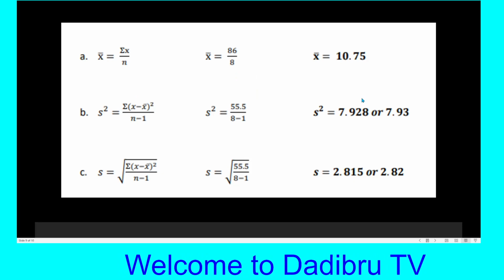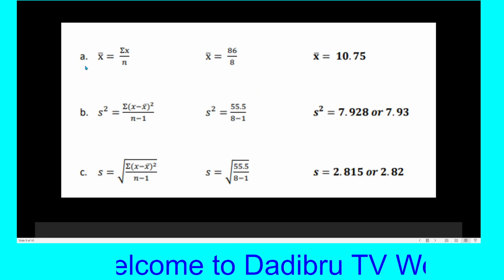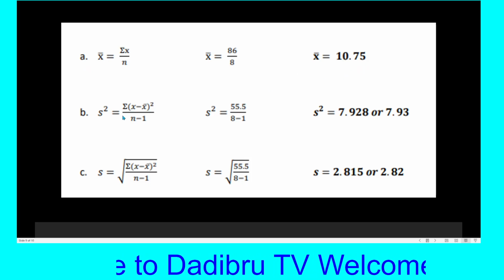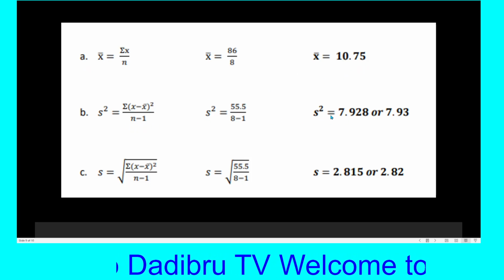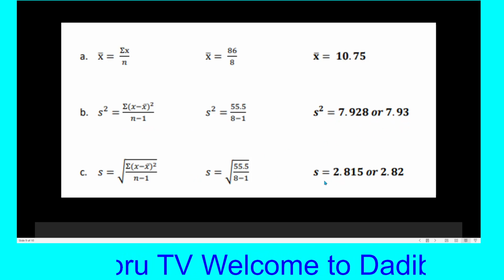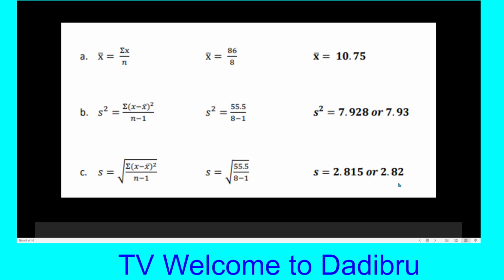So in short, the mean is 10.75, the variance or sample variance is 7.93, and the standard deviation of the sample is 2.82.